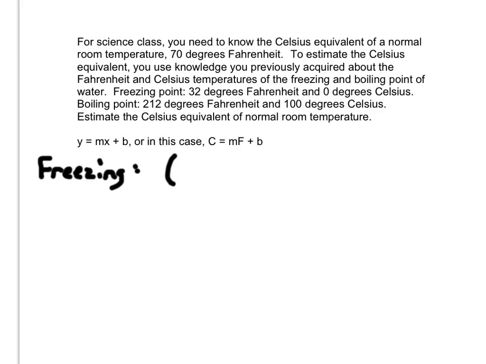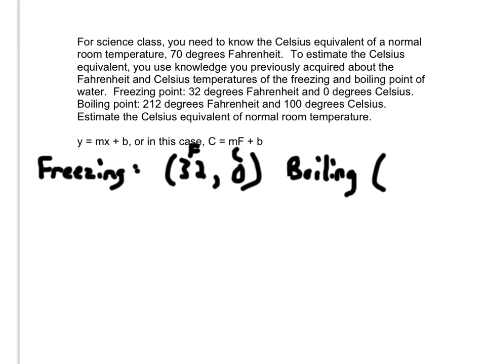So the freezing point can be written as an ordered pair, which is 32 degrees Fahrenheit and 0 degrees Celsius. Okay, and the reason why I put the Fahrenheit first as the x value is because in this setup it's the x value, where my Celsius is my y value. So we got the Fahrenheit in the x spot, the Celsius in the y spot. Well, then we've also got boiling. We can write an ordered pair from that, where Fahrenheit is 212 and Celsius is 100.